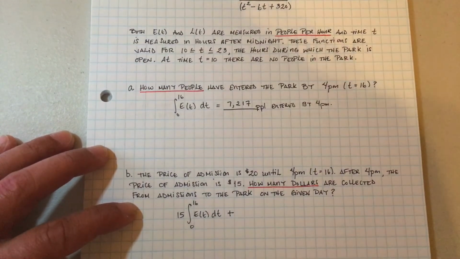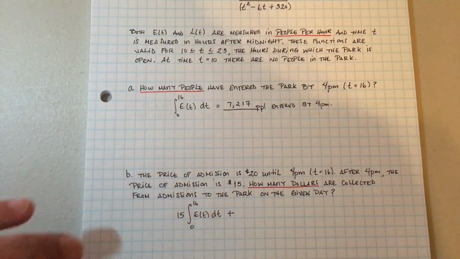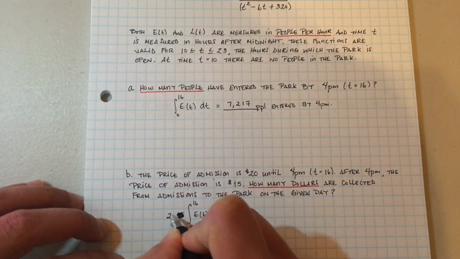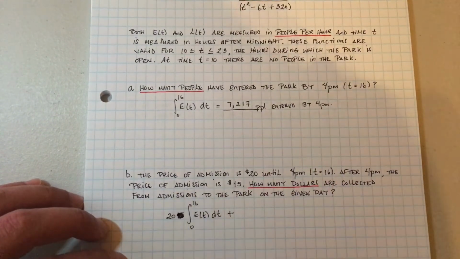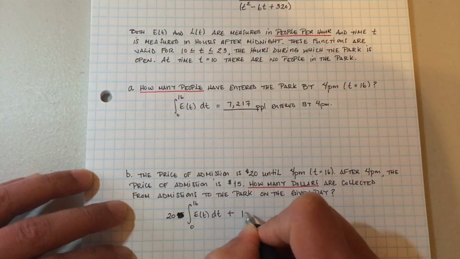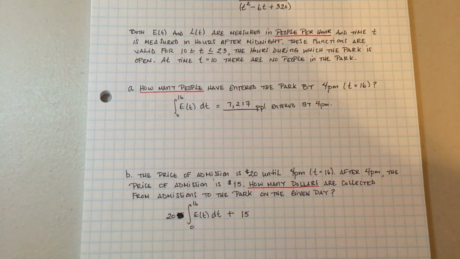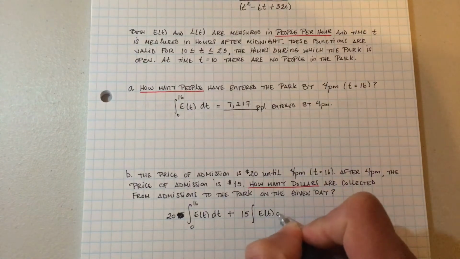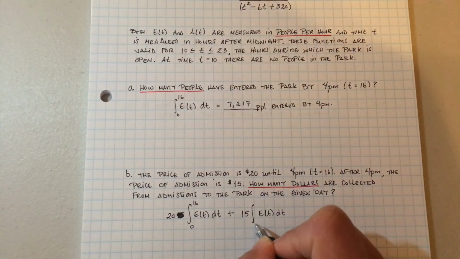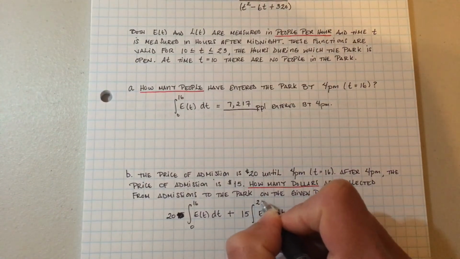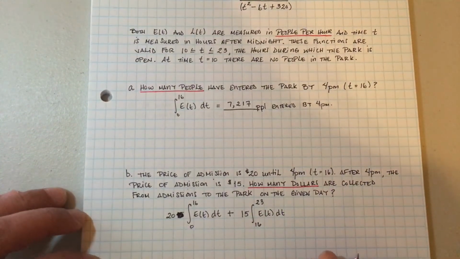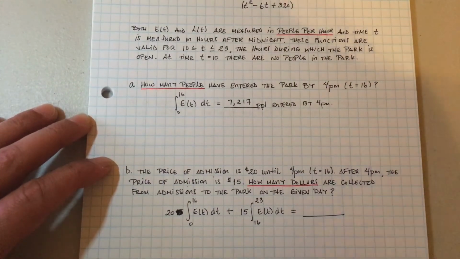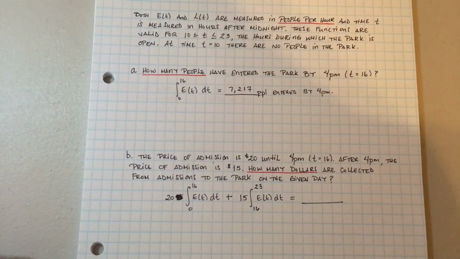And now I'm going to add what? Actually, I'm sorry, guys, this should be 20, because this is before 4 o'clock. Plus, after 4 o'clock, it costs $15, times the integral of E of t dt. People are still entering, but what are my limits of integration? It goes from 16 to 23. And then you use whatever value you got. That's it.